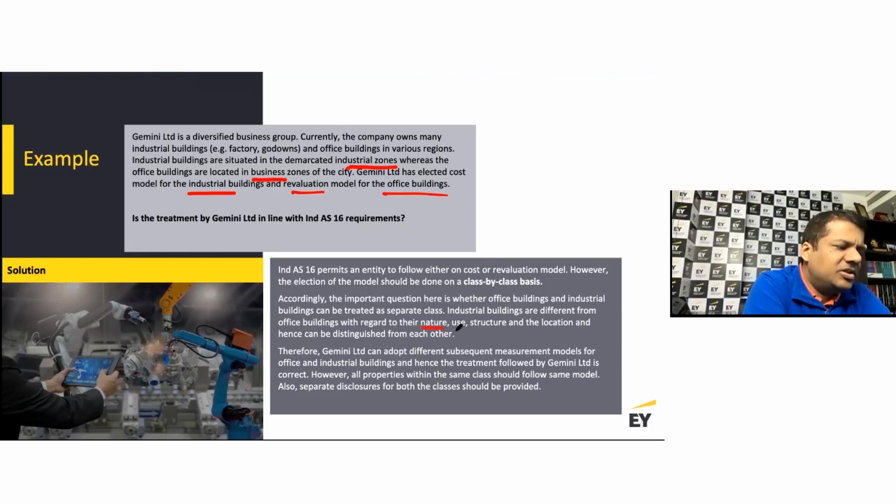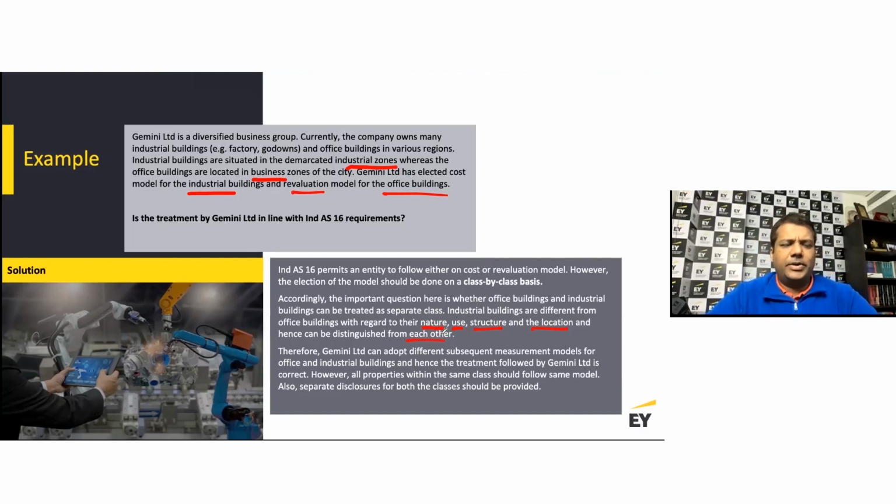Try and see it. Nature, use, structure, and the location, and hence can be distinguished from each other. So you got to identify the character of these assets. Therefore, Gemini Limited can adopt different subsequent measurement models for office and industrial buildings, and hence the treatment followed by Gemini Limited is correct and appropriate. However, all properties within the same class should follow the same model. Also, separate disclosure for both the classes should be provided as part of financial statements.